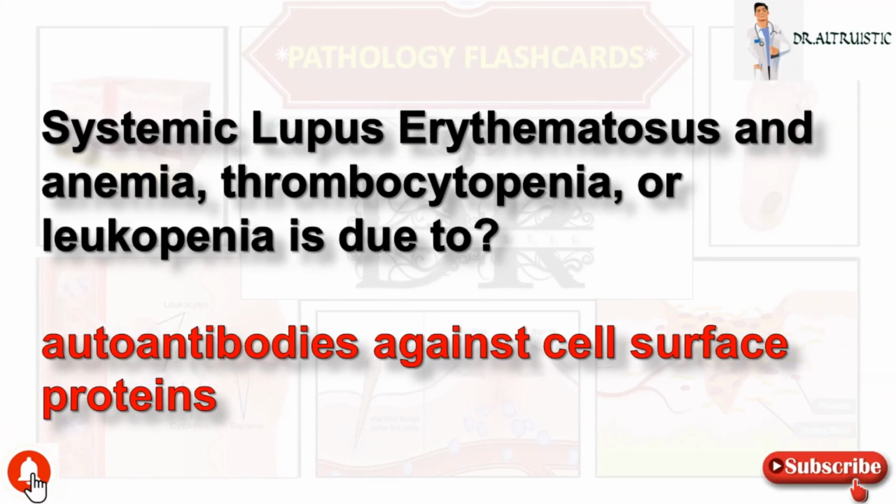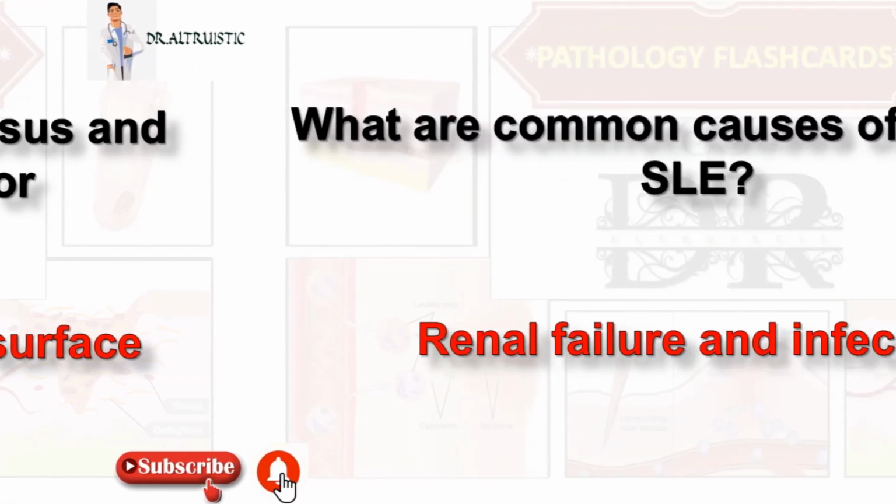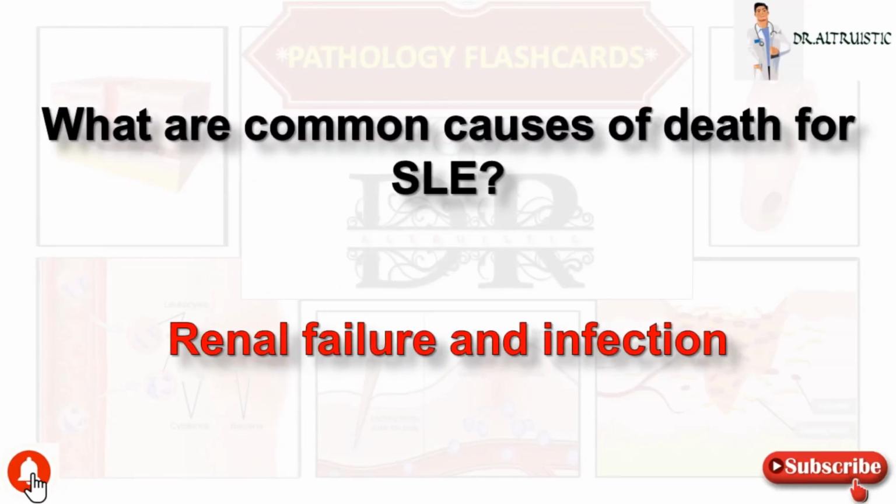In systemic lupus erythematosus, anemia, thrombocytopenia, or leukopenia is due to autoantibodies against cell surface proteins. What are common causes of death for SLE? Renal failure and infection.